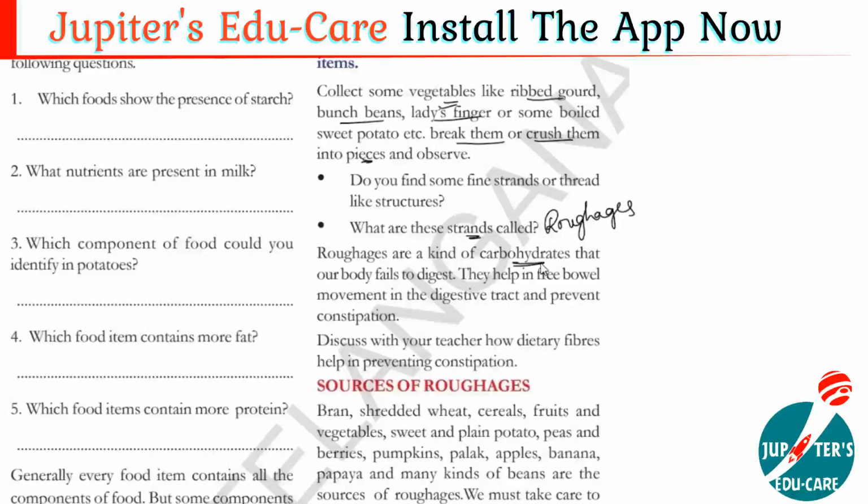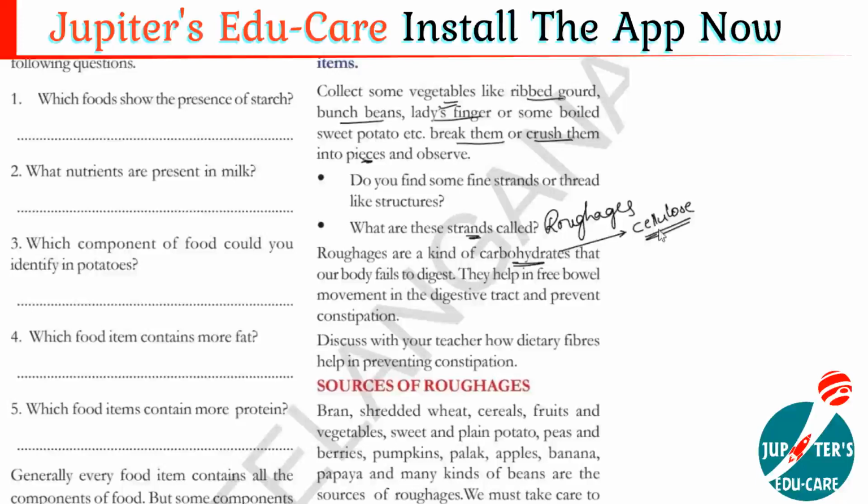As you know, there are various carbohydrates: starch is a carbohydrate, sugars are one type of carbohydrate, and cellulose is one type of carbohydrate. So these roughages are nothing but the carbohydrate cellulose. These roughages cannot be digested in our body because our body does not have the capacity to digest cellulose.